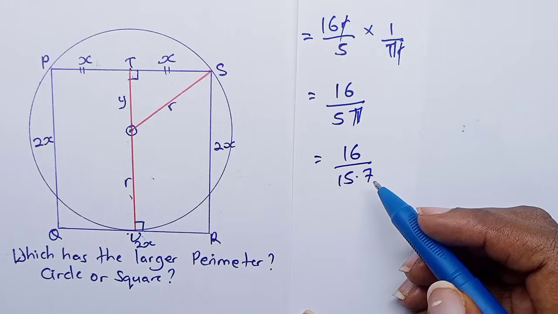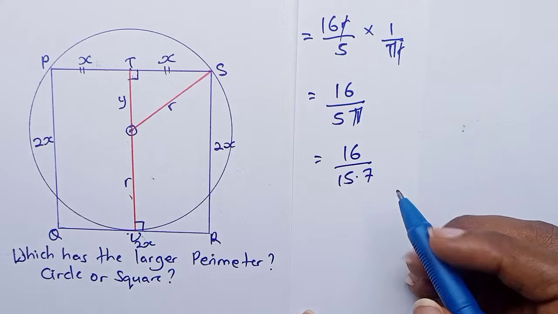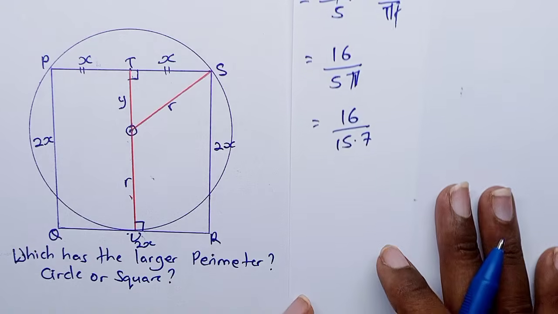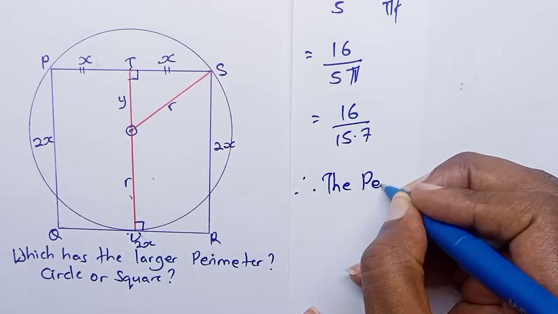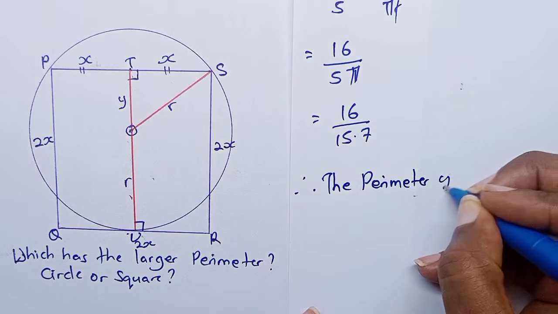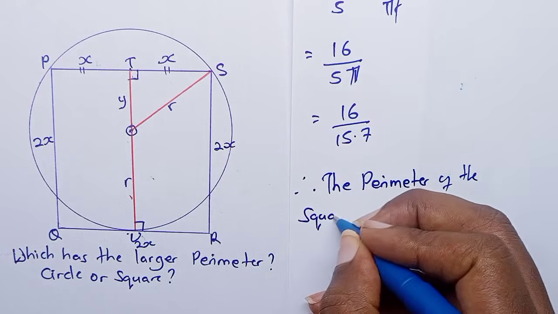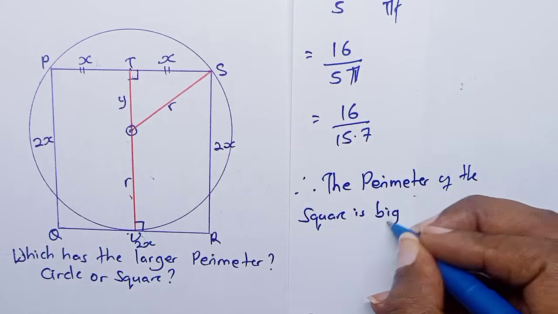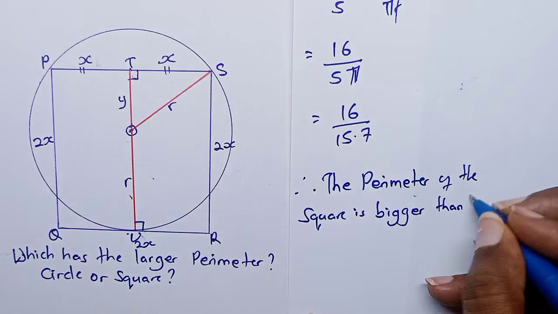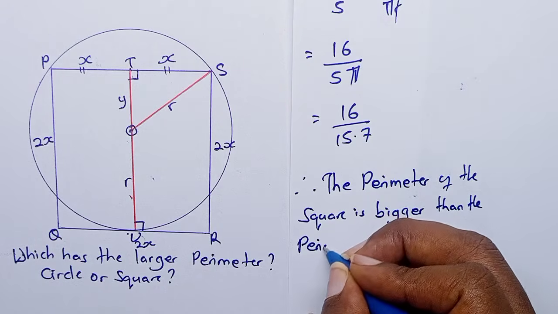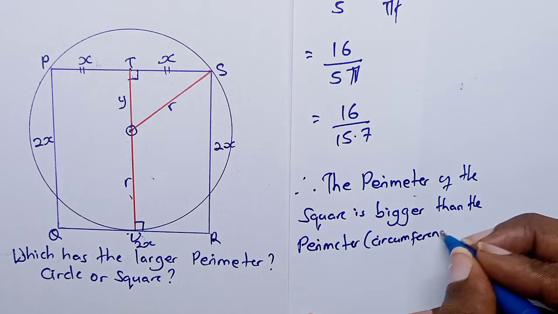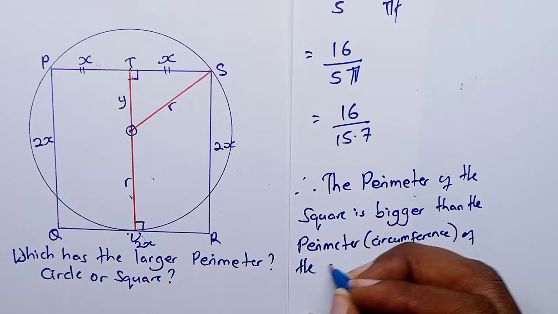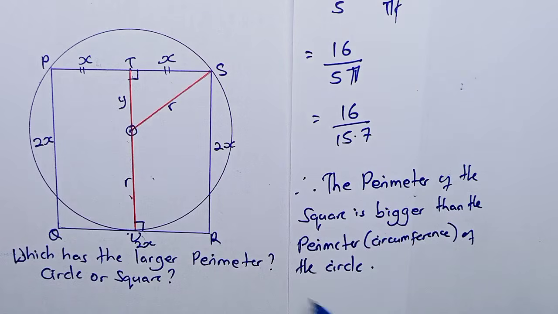That implies that the perimeter of the square is slightly bigger than the perimeter, or circumference, of the circle. So we conclude and say the perimeter of the square is slightly bigger than the perimeter or circumference of the circle. So that's our conclusion after our findings.